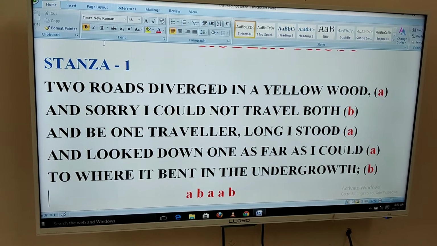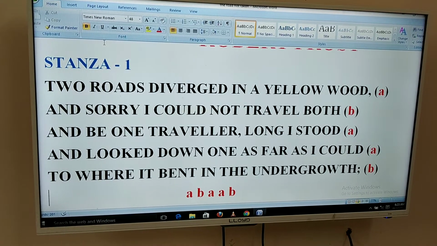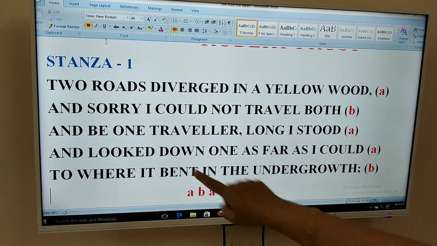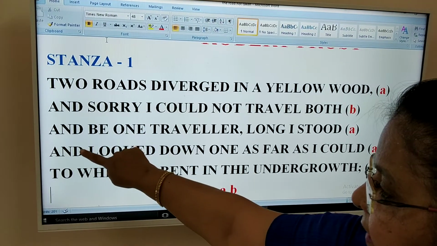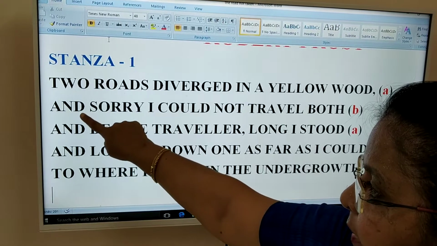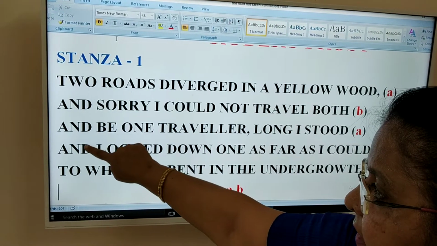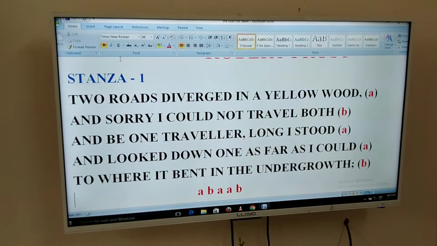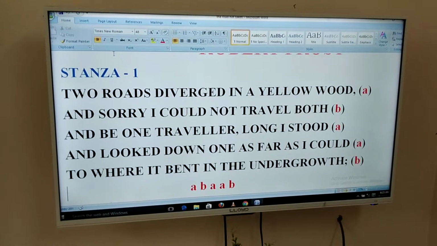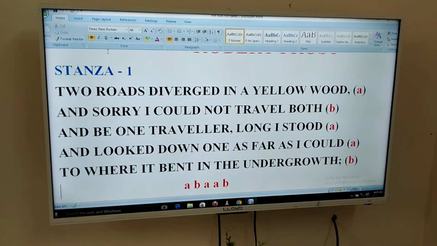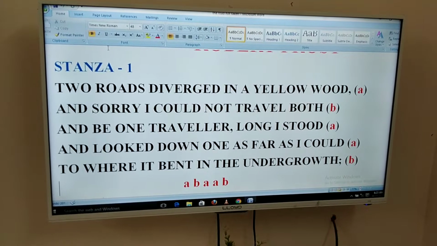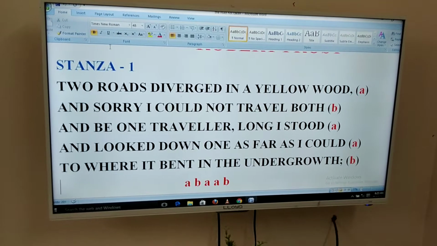Then, we have anaphora. Anaphora is when the same word is repeated at the start of a line. If you see the second, third and fourth line, they begin with 'and'. So here the literary device used is anaphora. Now let's move on to the second paragraph.